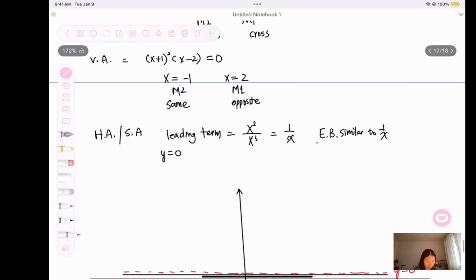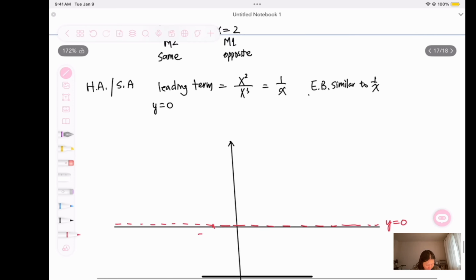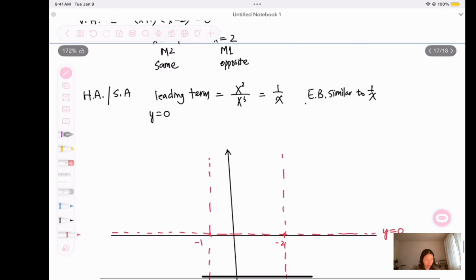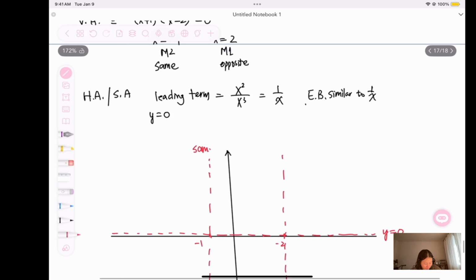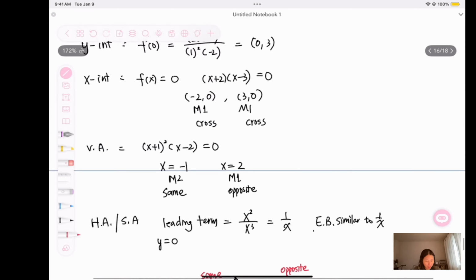Now the vertical asymptote, we have x equals negative 1. Oops, this is so bad. Okay. And then we have another one, x equals 2. Since it's an asymptote, I want you to use a dashed line to represent it, and mark this as the same direction, or adjacent to each other, and this as the opposite direction. Label that. So this is 2. And then we have the y-intercept.